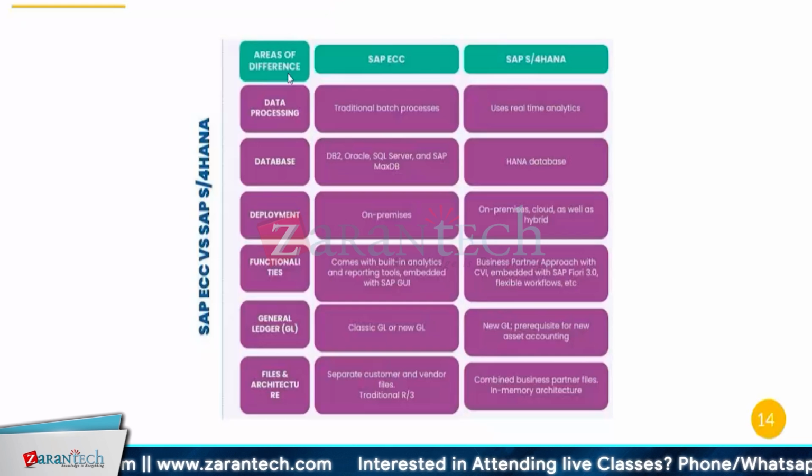Now coming to the database. In SAP ECC we used to have multiple options such as DB2, Oracle, SQL, MaxDB. But when you move to SAP S/4HANA, you don't have any option. The HANA database is the only option which you will need to adopt.